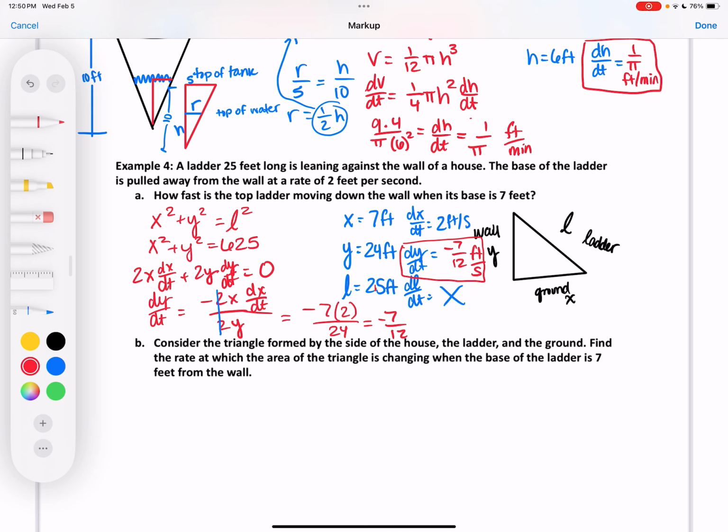But we take the derivative, so 2x dx dt plus 2y dy dt equals the derivative of 625, that's 0. And then we just basically move things around and look for what we're solving for. And so we ended up getting negative 7 over 12 as the rate for dy dt.